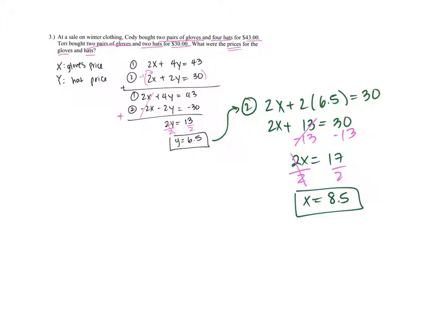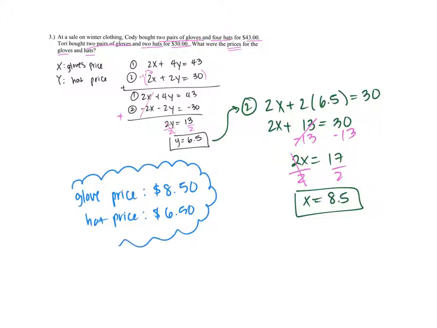So remember, don't leave your x and y's like that. You want to label what they represent. So it looks like our x here, our glove price, is $8.50, and our hat price is $6.50. So there we have it. We have solved this system of equations.